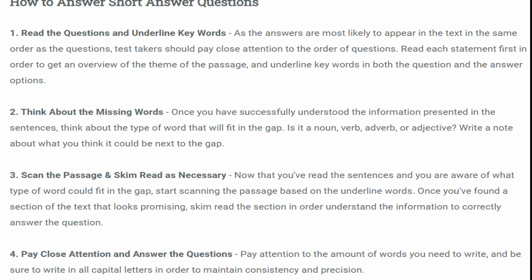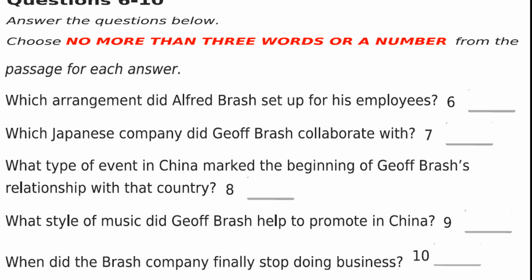So how to answer short answer questions? You need to read the questions and underline, highlight the keywords. Then you need to consider the missing words, the gaps. You need to scan the passage and skim read as necessary. You need to pay particular attention and answer the questions. So let's go to our questions first.